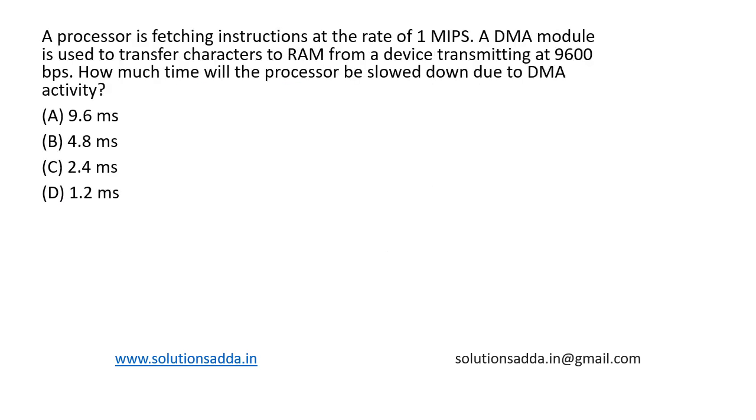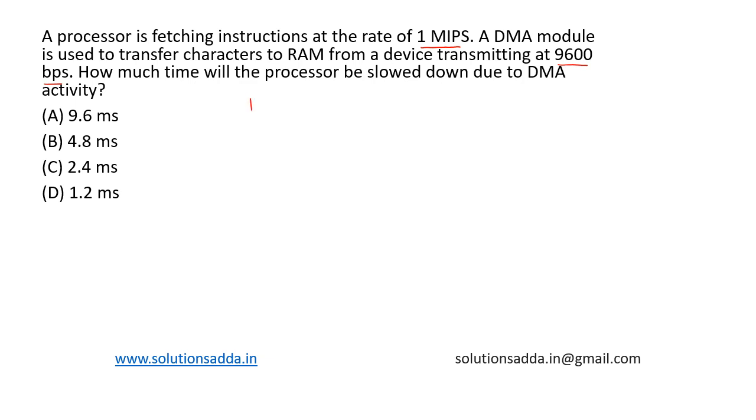This is a question from computer organization. A processor is fetching instructions at the rate of 1 million instructions per second. A DMA module is used to transfer characters to a RAM from a device transmitting at 9600 bits per second. How much time will the processor be slowed down due to DMA activity?